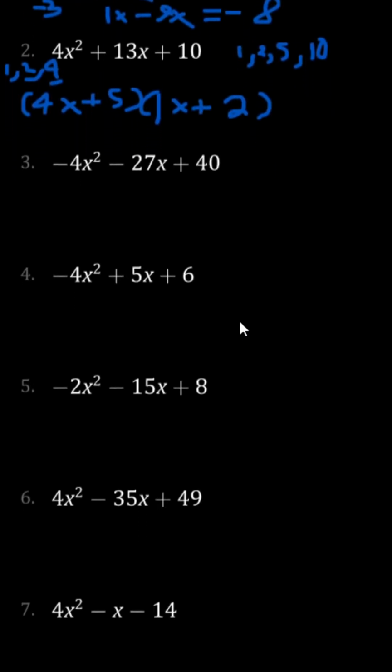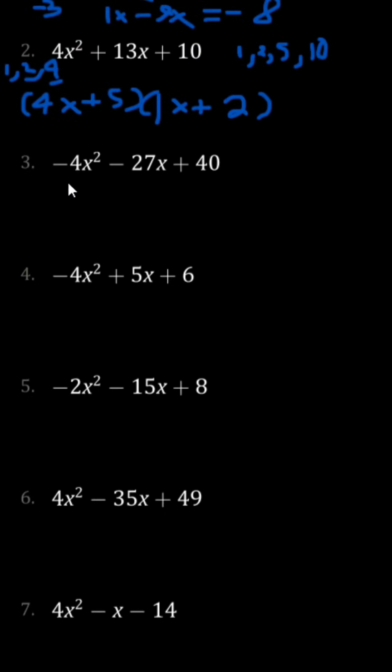Okay, let's go on to number 3. We have a negative 4x squared minus a 27x plus a 40. 40 has a lot of factors, and negative 4 doesn't have that many. But these are some bigger numbers, so it may take a little bit more crunching to figure this one out. So let's look at what might be reasonable here. We need to get a pretty high number of negative 27x.